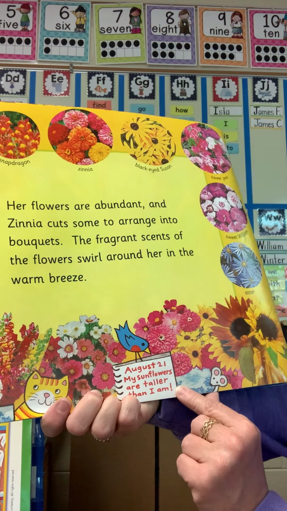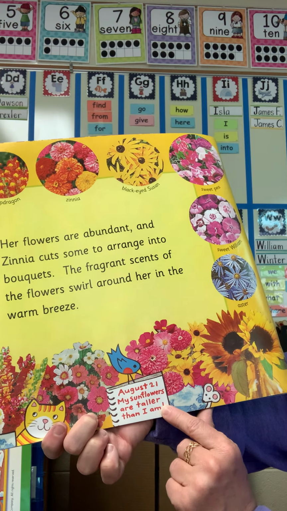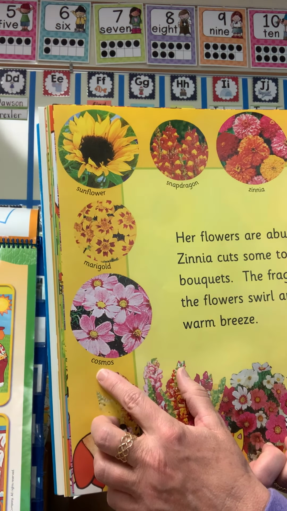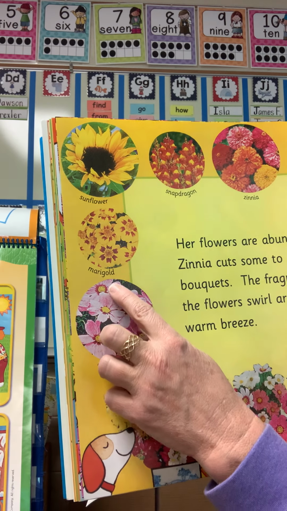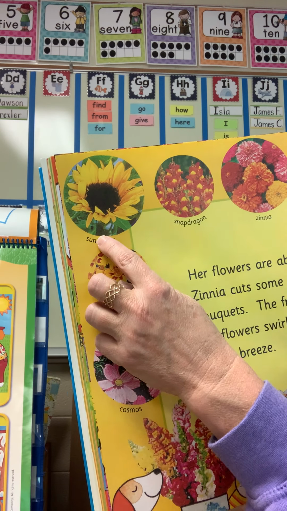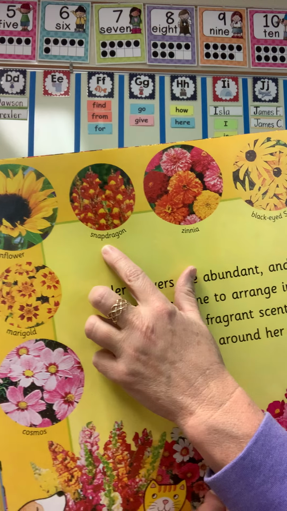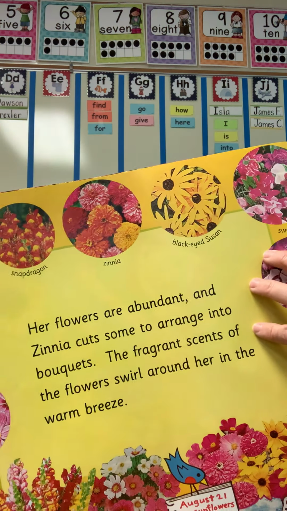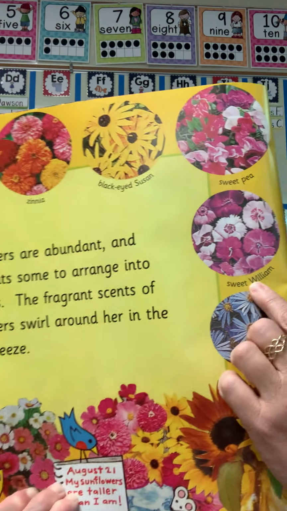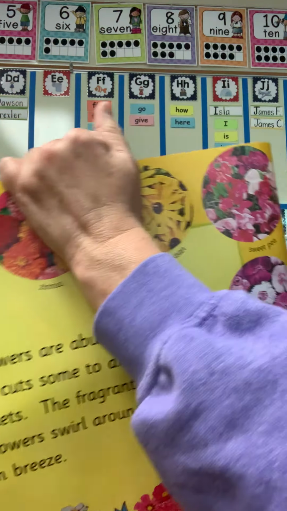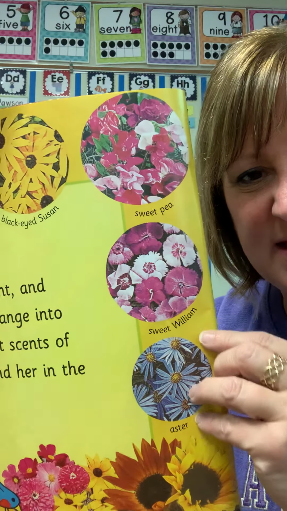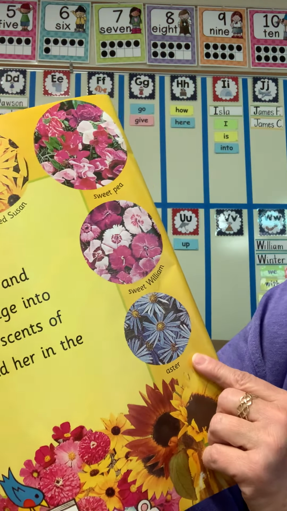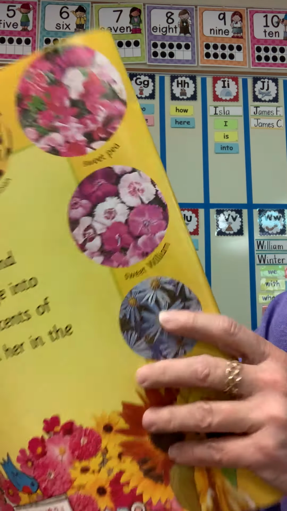August 21st. My sunflowers are taller than I am. And she has all kinds of flowers. Cosmos, marigold, sunflower, snapdragon, zinnia, black-eyed Susan, sweet peas. There's the sweet peas. Oh, sorry, my book keeps folding. Sweet peas, and these are called Sweet William. And these ones are called Aster.